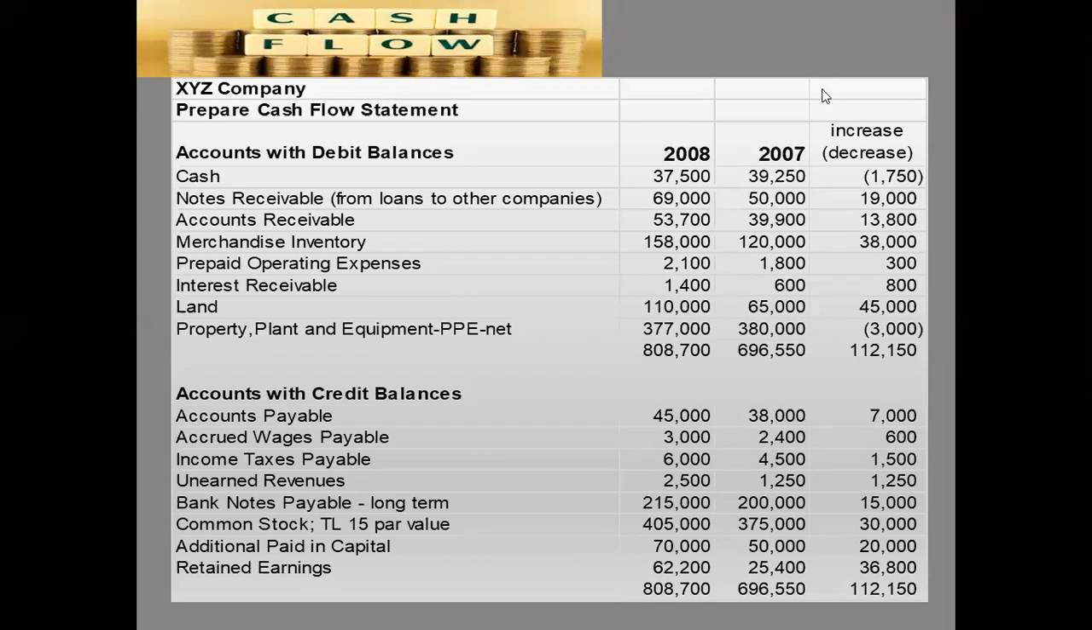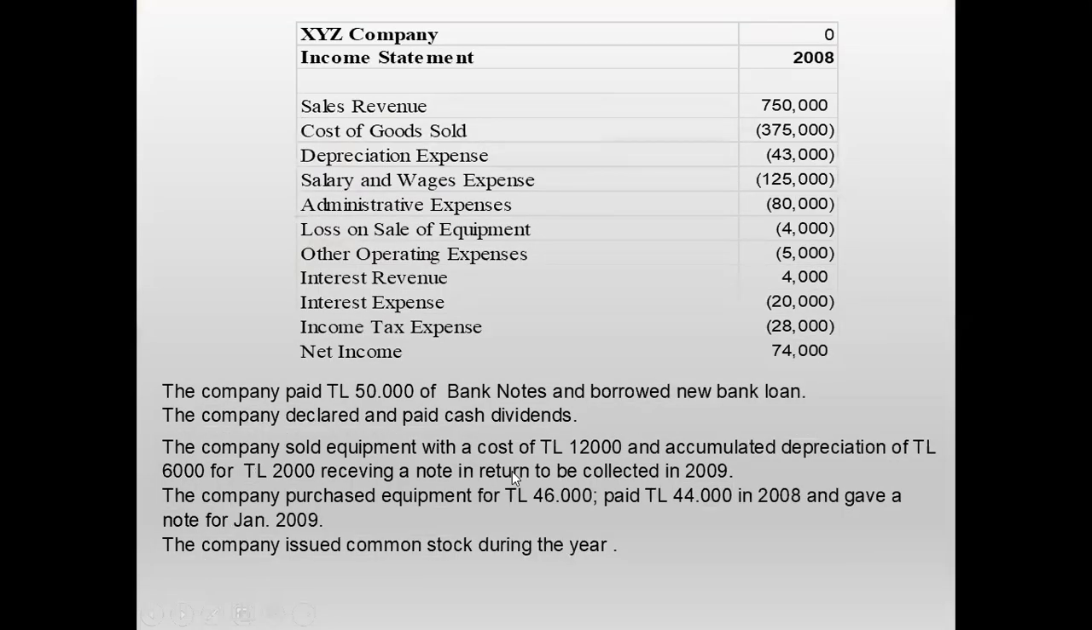So basically, we construct the XYZ company, and we see the items that we have from the balance sheet. I will need the income statement as well, and this income statement gives me the two most important items: the depreciation and the net income, so that we can start with the cash flow statement. I'm going to look for the net income, which is 74,000. Then the depreciation, the second item, and the loss on sales of equipment, which is 4,000, and it will be an inflow. So I have here three items.